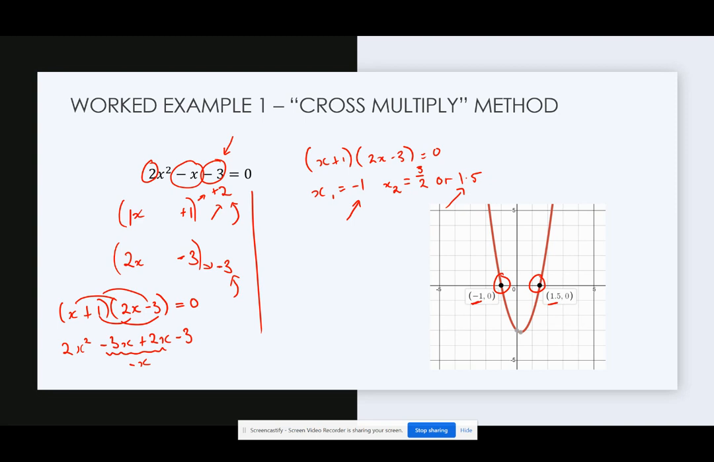So there you go. That's how you use the cross-multiply method to factorize and solve quadratics where the leading coefficient is not equal to 1.